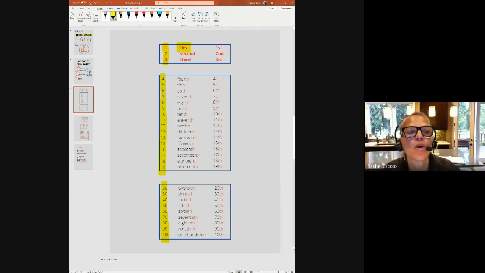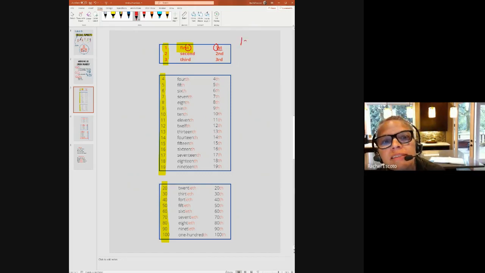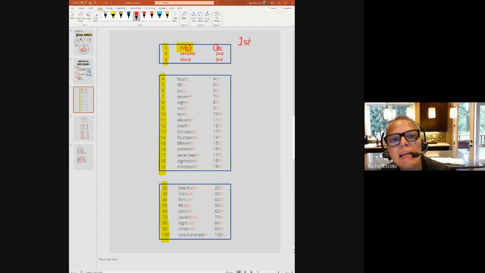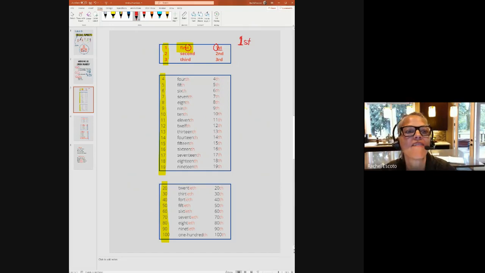So for example, the ordinal number for one, the cardinal, ordinal, first. In order to write it, we take the 1 and we take the end of this and we add st. So we say first. And that's why when you look at this, it is not one ST, it's first. Everybody say first.